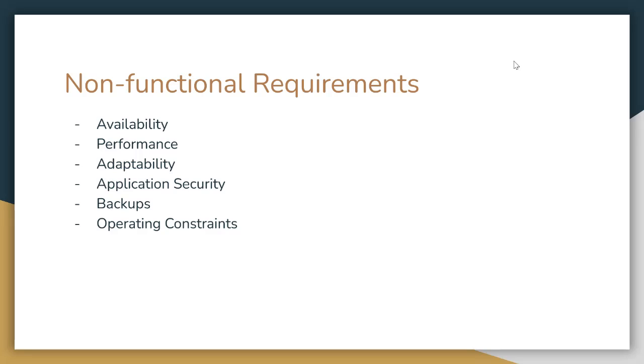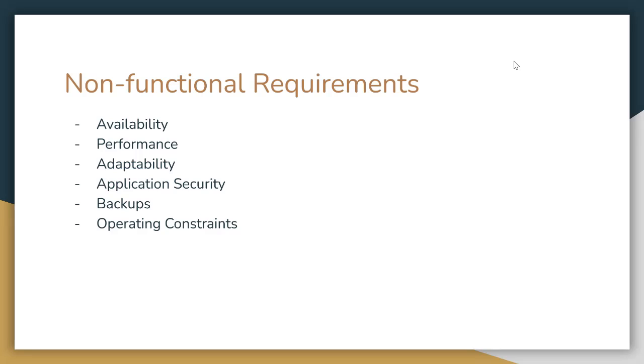The fourth one is application security. The application will use an encrypted channel for communication, and all the confidential data will be stored in an encrypted format. The fifth one is backup. All the data will be replicated in real time to a secondary location to reduce the window for data loss. All the data from the databases will be backed up on a daily basis.